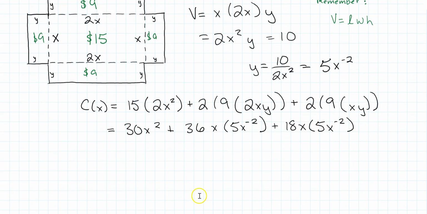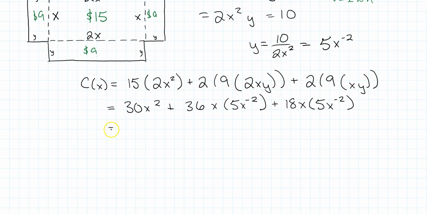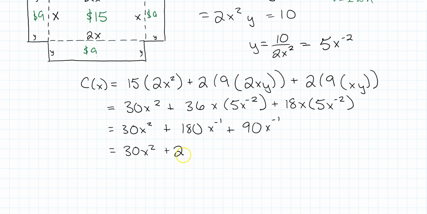Okay, so we can clean this up just a little bit more. We want this as neat and nice as we can get it before we start taking a derivative. Okay, so we've got 30x squared plus, well, 36 times 5, that's going to give us 180. X times x to the negative 2 is going to give us x to the negative 1, plus 18 times 5, that's 90. X times x to the negative 2 is x to the negative 1. And then in one more step, we've got 30x squared, and if we combine these two terms, we get 270x to the negative 1.